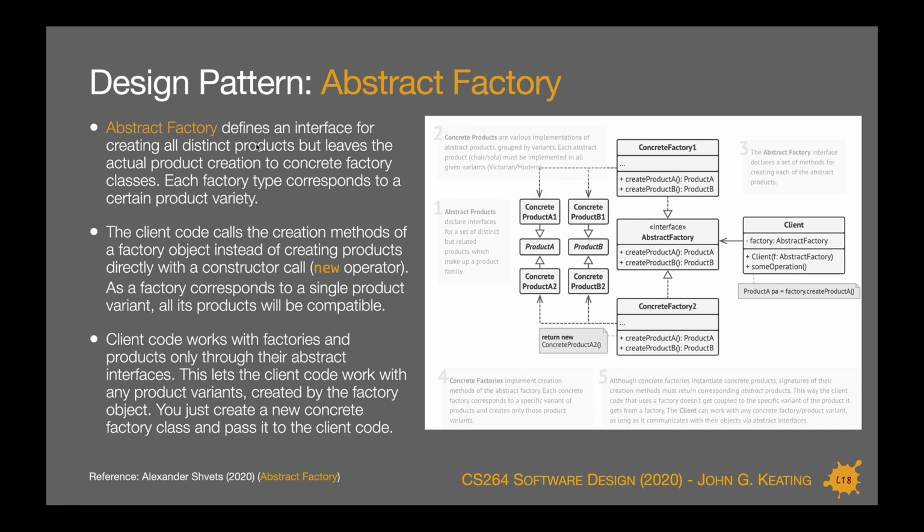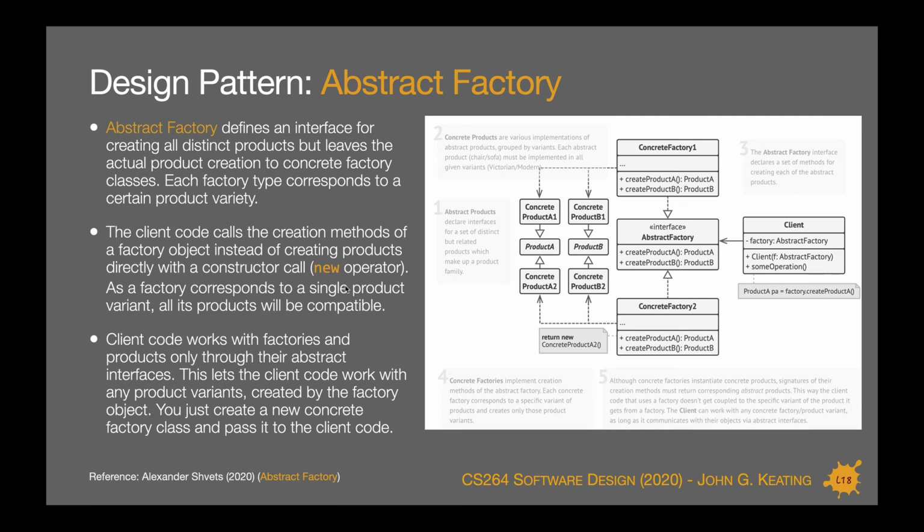So the abstract factory defines an interface for creating all distinct products, but leaves the actual product creation to the concrete factory classes. So each factory type corresponds to a certain product variety. So the square factory, but rounded square factory, or regular square factory, or shape factories. The client calls the creation methods of a factory object instead of creating products directly with a constructor call. Again, we're hiding this new.